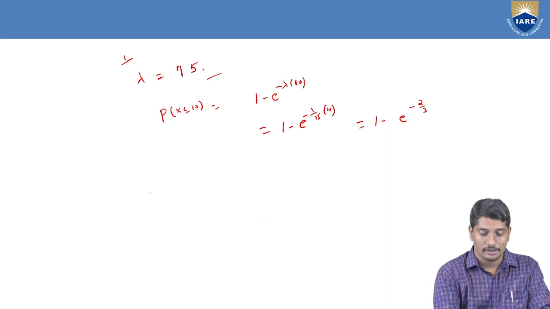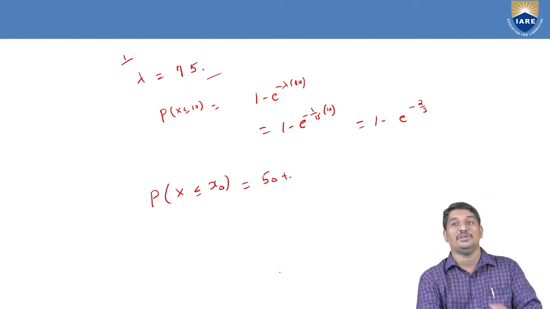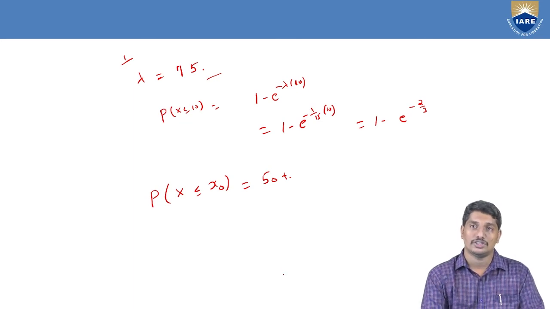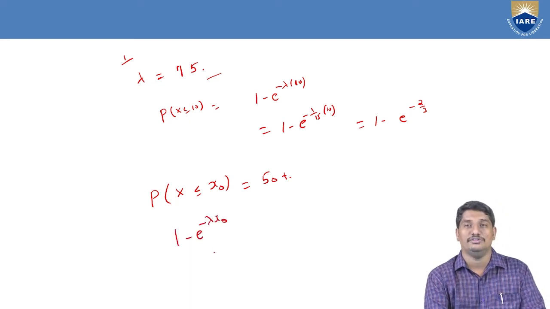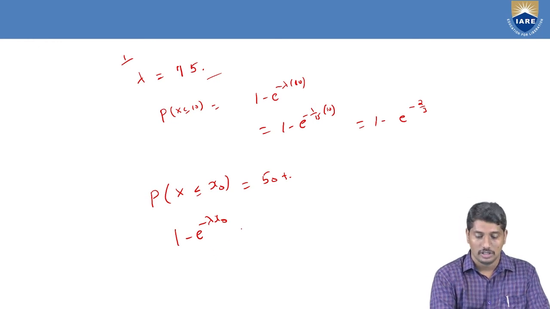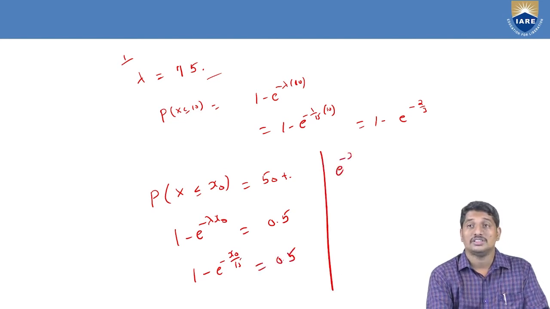Now the second bit: what is the probability that within X naught days, 50% of the bookings will be over? You have to find that X naught. So that means 1 minus e power minus lambda X naught, because we are using the distribution function, is equal to 0.5. What is lambda? Lambda is 1 by 15. So 1 minus e power minus X naught by 15 is equal to 0.5. That is, e power minus X naught by 15 is equal to 0.5.